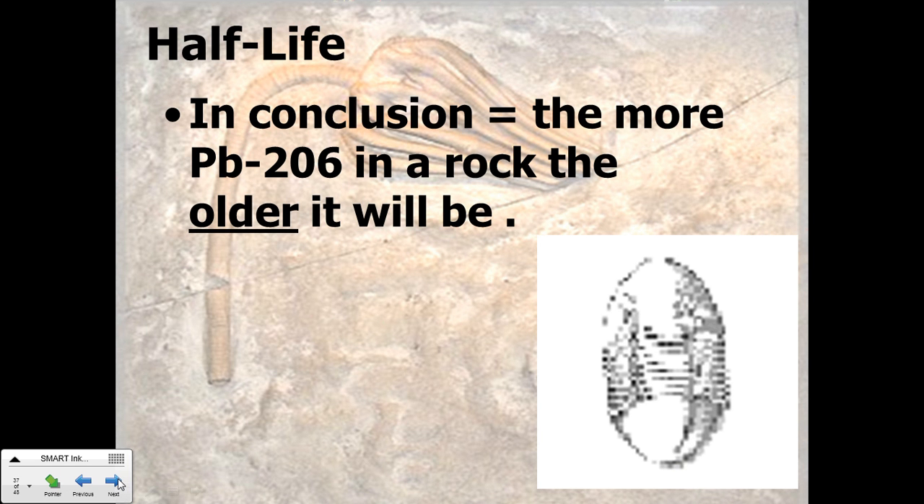The more lead-206 in a rock, the older it will be, because that means it's been breaking down longer. So you've got less uranium, more lead, the older that rock is. And then here's a picture of a trilobite.